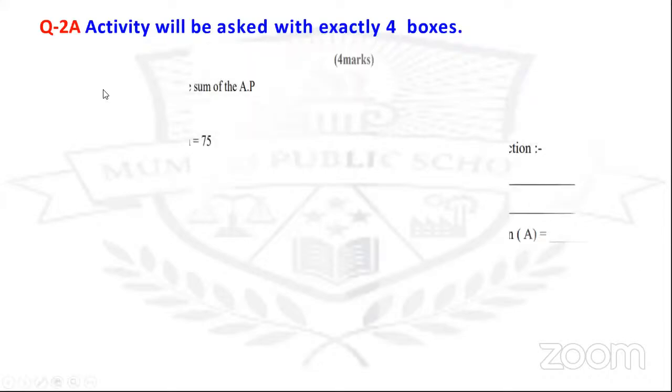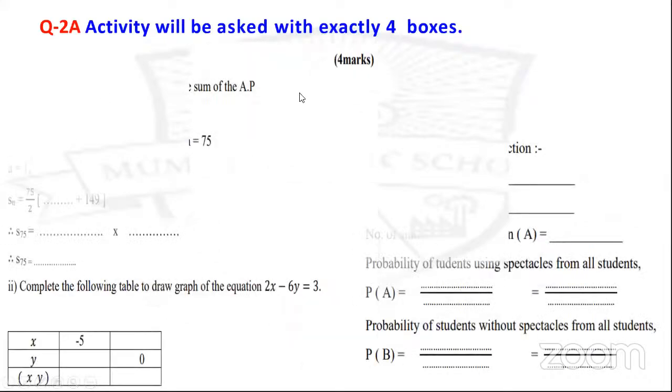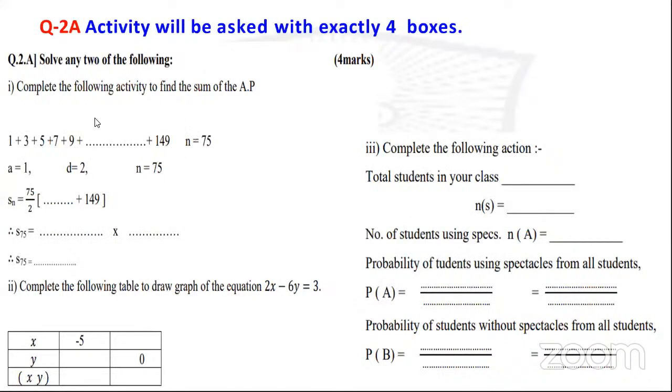So let's move ahead. First we'll go through the questions asked in today's paper. Solve any 2 of the following. Check, complete the following activity to find the sum of the AP. Then complete the following table to draw the graph of the equation, and then complete the following action. Check here, you've got three questions, and out of those three questions, remember, you have to solve any two. So here you've got the choice.